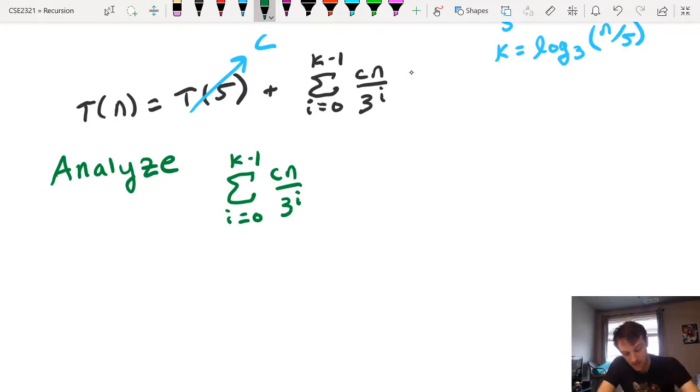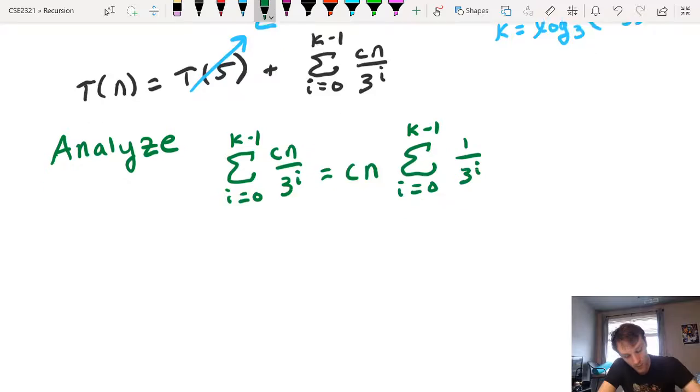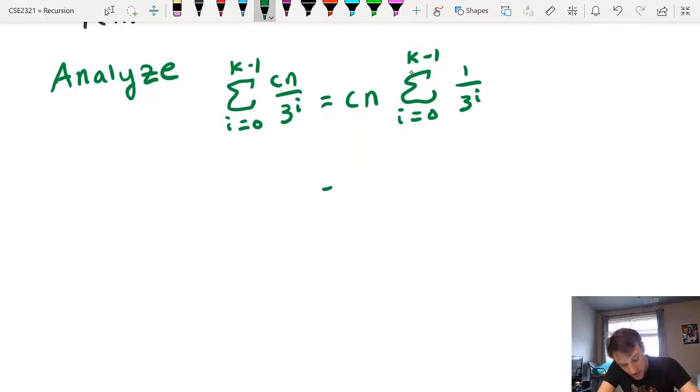How can we do this? Maybe a reasonable first step is pull out the c times n. That has nothing to do with i, so we can factor it out. Cn times the sum from i equals 0 to k minus 1 of 1 over 3 to the i. That almost looks convenient. We're going to do one more algebraic simplification here.